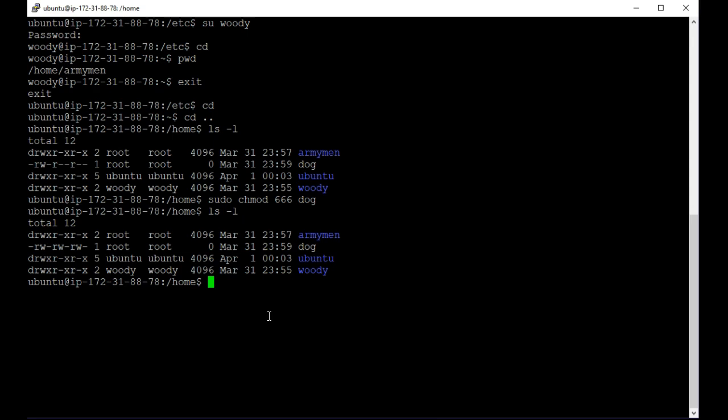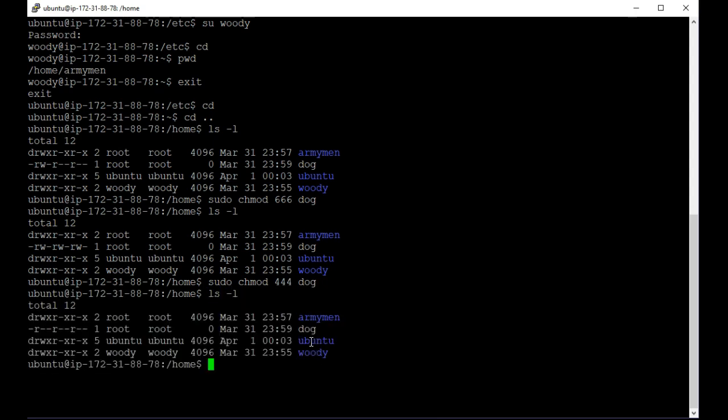Okay? Let's do that one more time. This time I say I only want it to be read all the way around. Now read is just the 4 spot. So sudo chmod 444 dog, ls -l, and it's just read only. Okay, that's how easy that is.